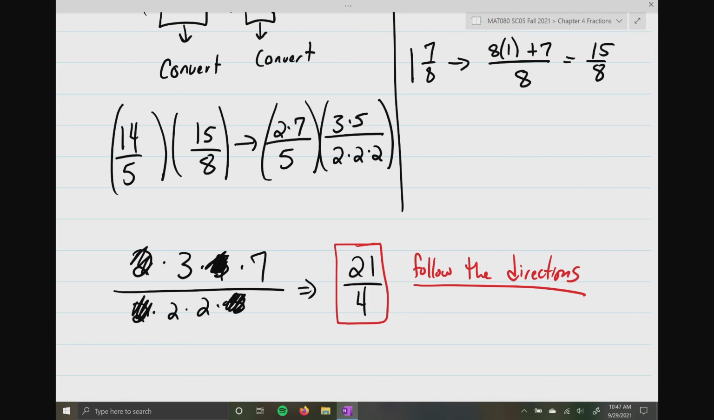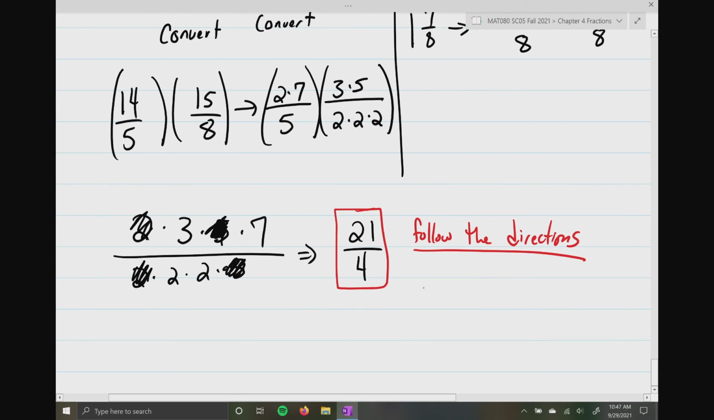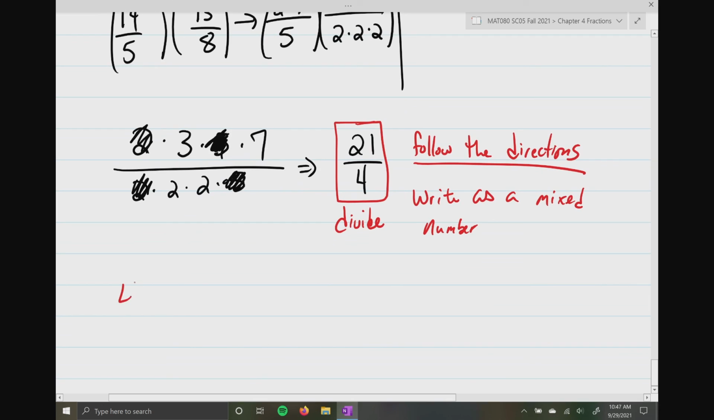Okay? If the directions say write as a mixed number, well, then what you're going to have to do is take 21 over 4 and then convert it back into a mixed number. And how do we convert back into a mixed number? We see how many times 4 goes into 21. Exactly. All we got to do is just divide. So 4 goes into 21 5 times with a remainder of 1.